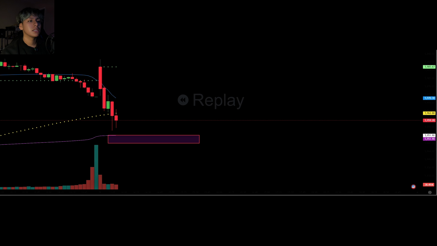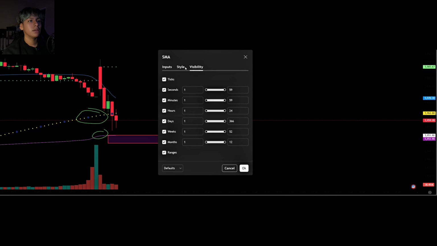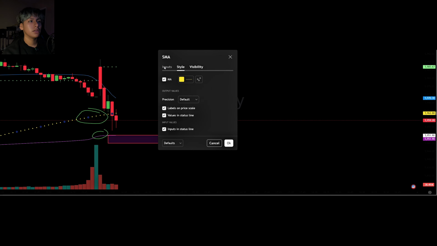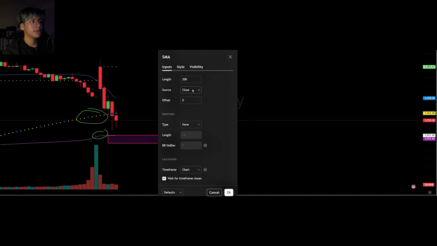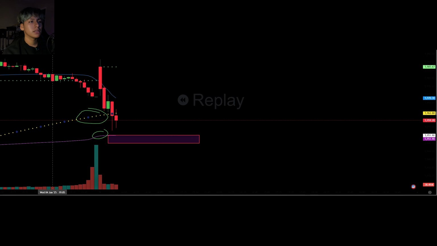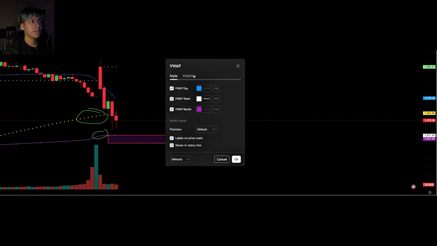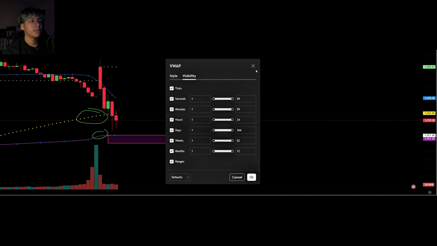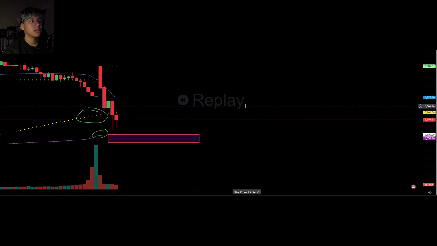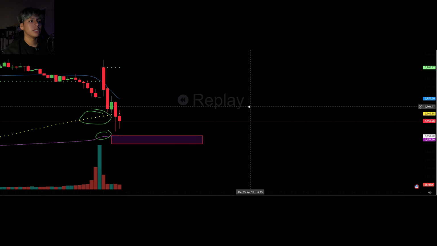So first, what I want to see is confluence. Confluence being the VWAP indicator right here, or our 200 SMA indicator. So I'm gonna show you guys the 200 SMA indicator settings right here. So visibility, style, MA, the dotted lines, and also length 200. All right, VWAP, style, visibility. All right, so you may ask, what are these indicators? This is where price will most likely reject up to the 200 SMA or the VWAP.